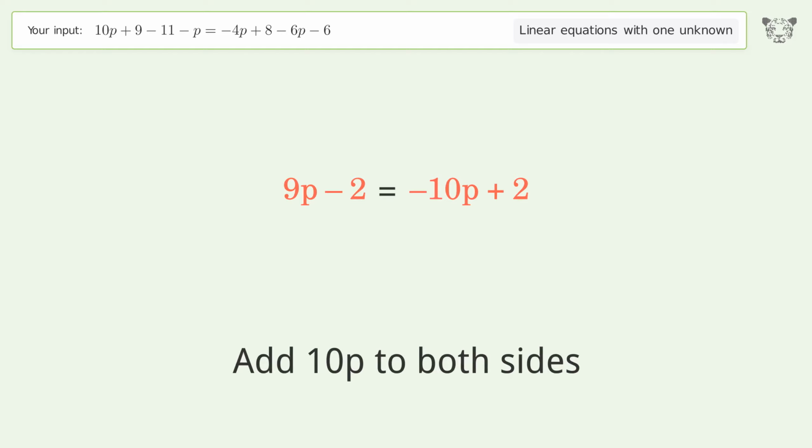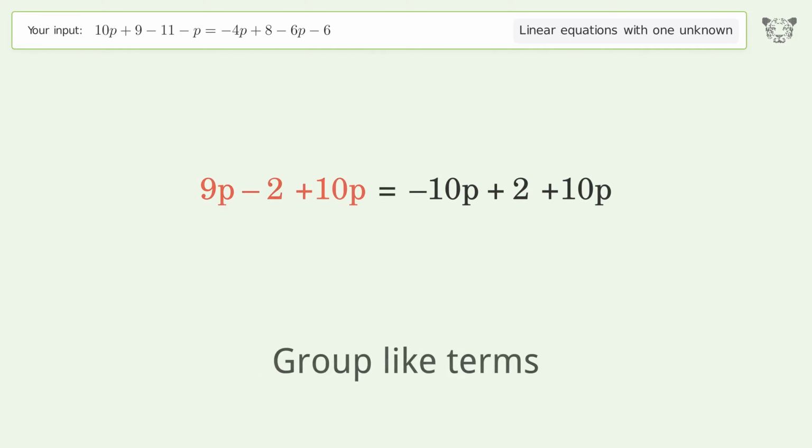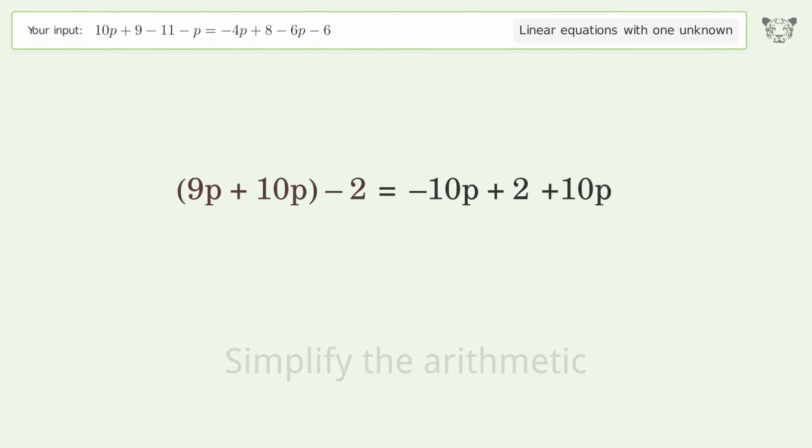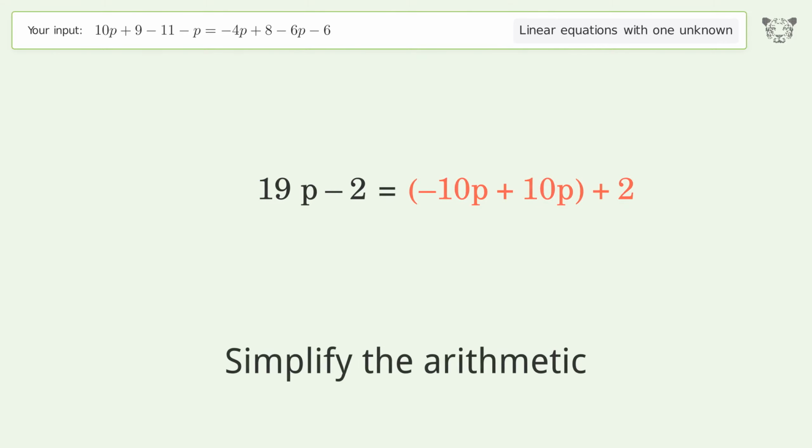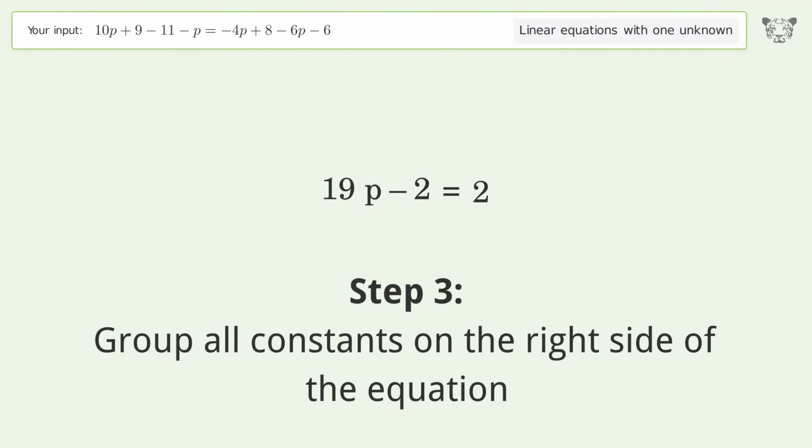Add 10p to both sides. Group like terms. Simplify the arithmetic. Group like terms. Simplify the arithmetic. Group all constants on the right side of the equation.